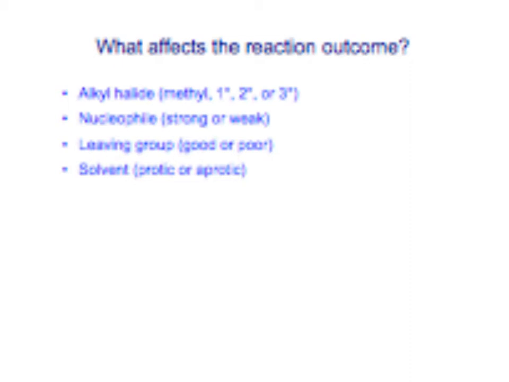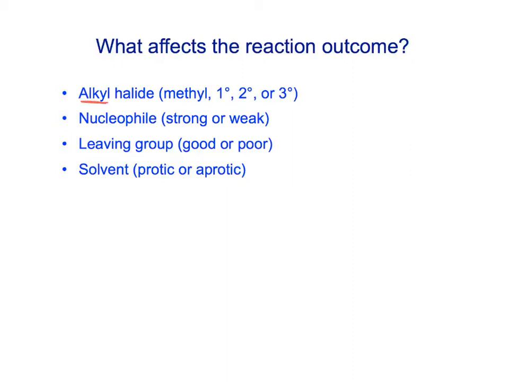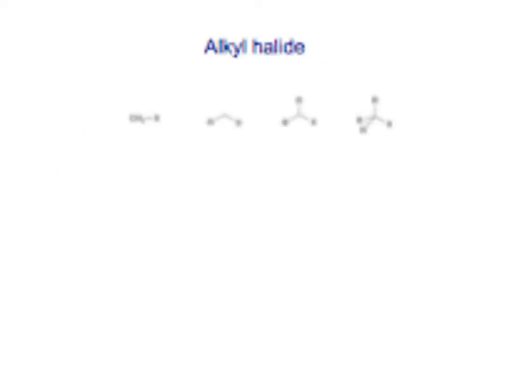In order to do this, we need to consider the different reaction components. We will consider the alkyl group of the alkyl halide, the nucleophile, the leaving group, and the solvent. We'll go through these and remind ourselves what we've learned about these different components in this order. Remember, for alkyl halides, we have two effects that influence the mechanism.